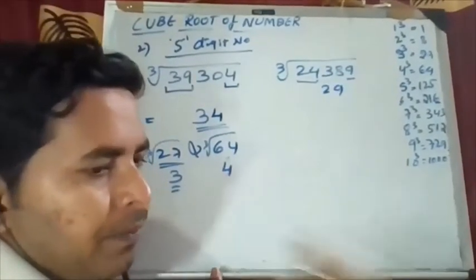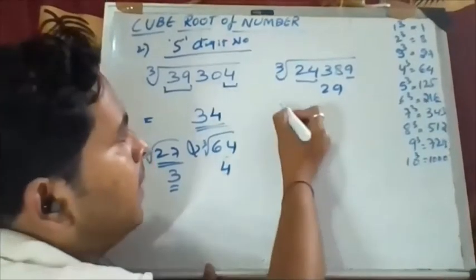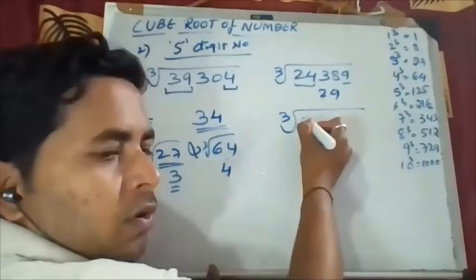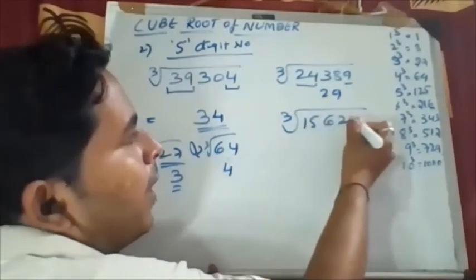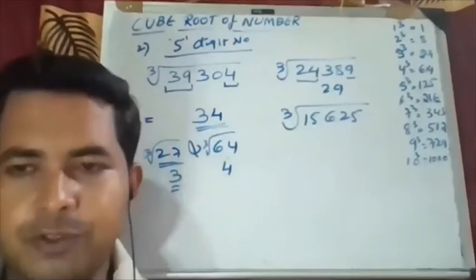Okay. Now take one more example. Cube root value for 15625.